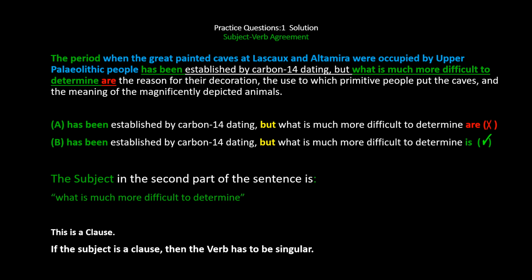This is a clause. The second part of the sentence has a subject which is a clause. I have already told you that if a phrase or a clause functions as the subject, then the verb must be singular. Hence, option A is eliminated and option B is the best option. Now, I want you to read the whole sentence. If you read the sentence by replacing the underlined part by option B, then it makes sense.